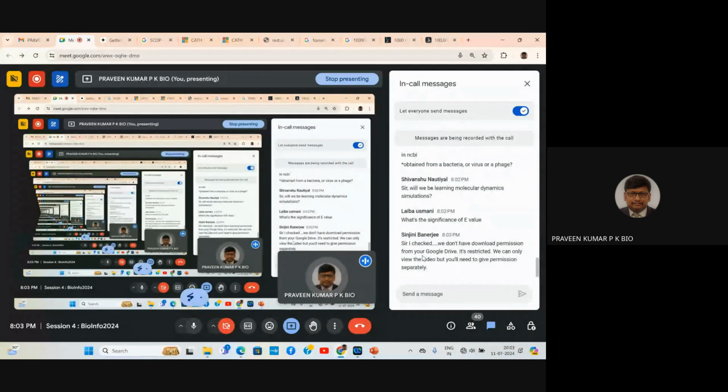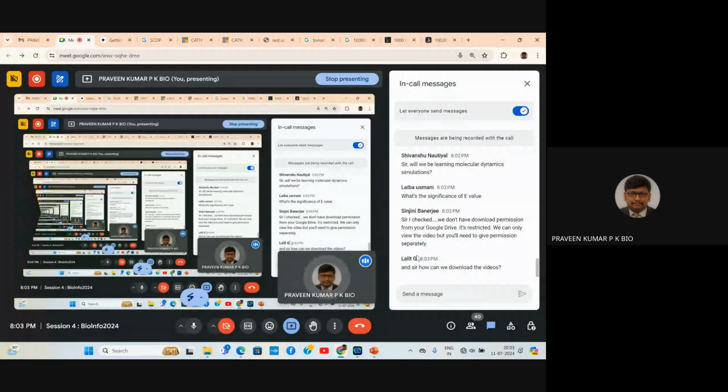We don't have the download permission. No, I don't think so. It's restricted, is it? You can only view the video, but you will need to give permissions. Actually, I don't have rights to. I mean, it is stored in my drive, but I can't give the permission. It's with the coordinator. You have to contact him. I think you can visualize then. Only from you can I come to know.